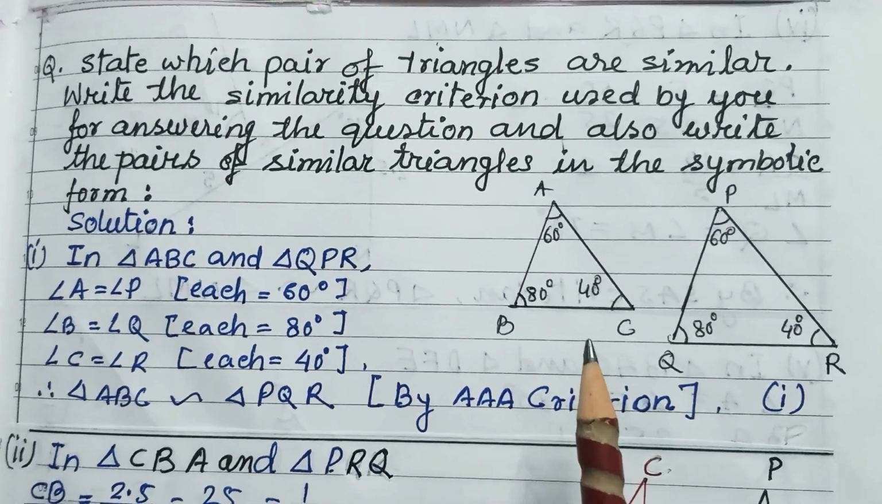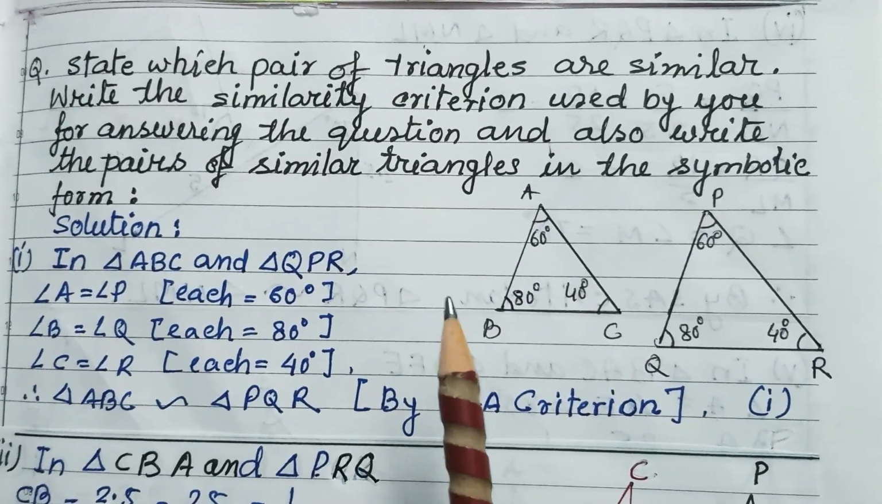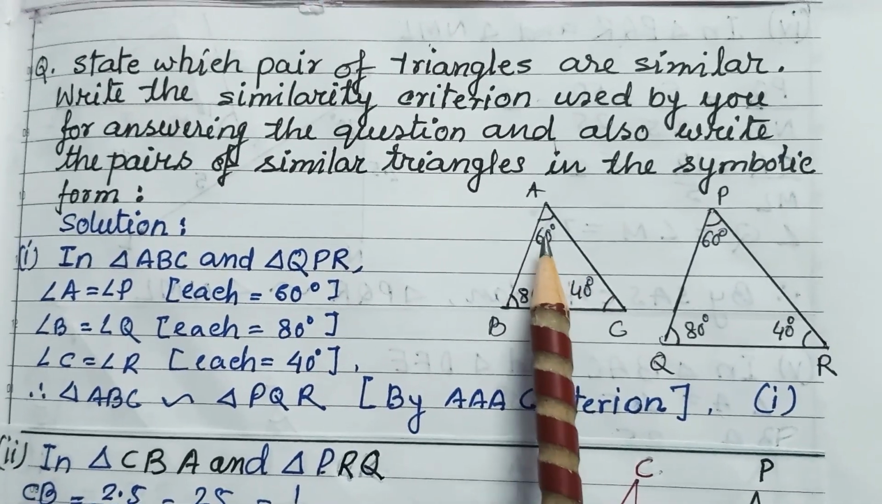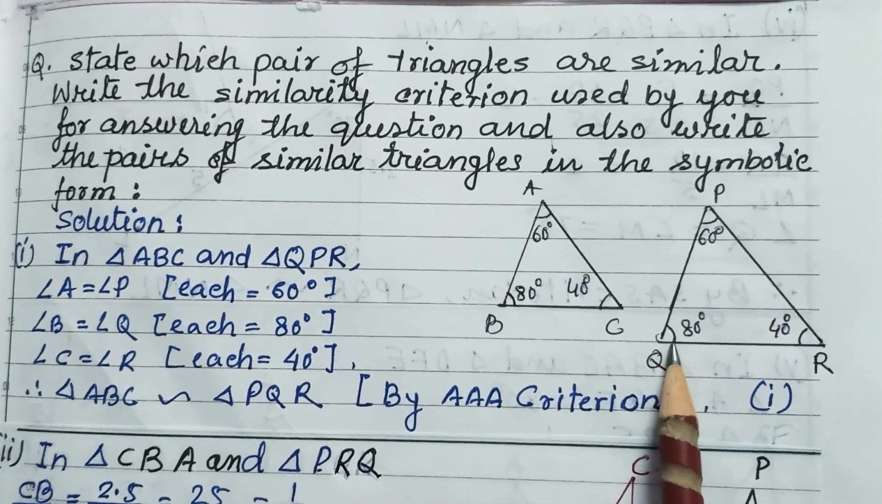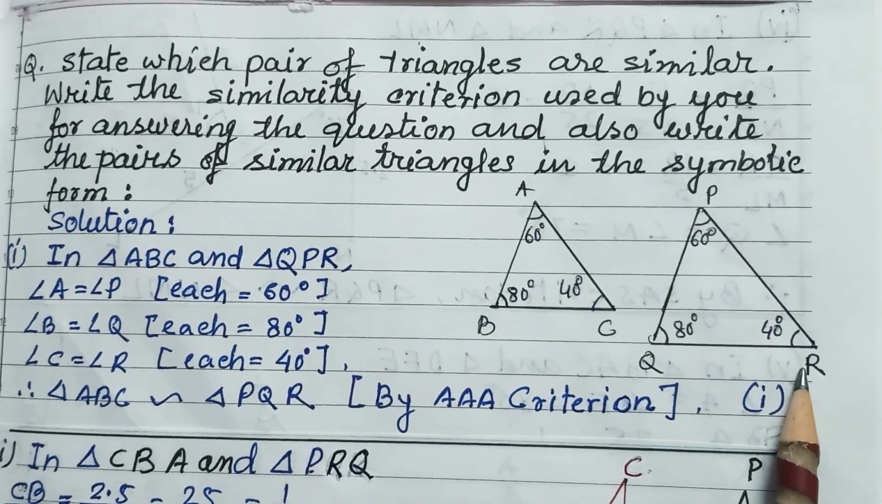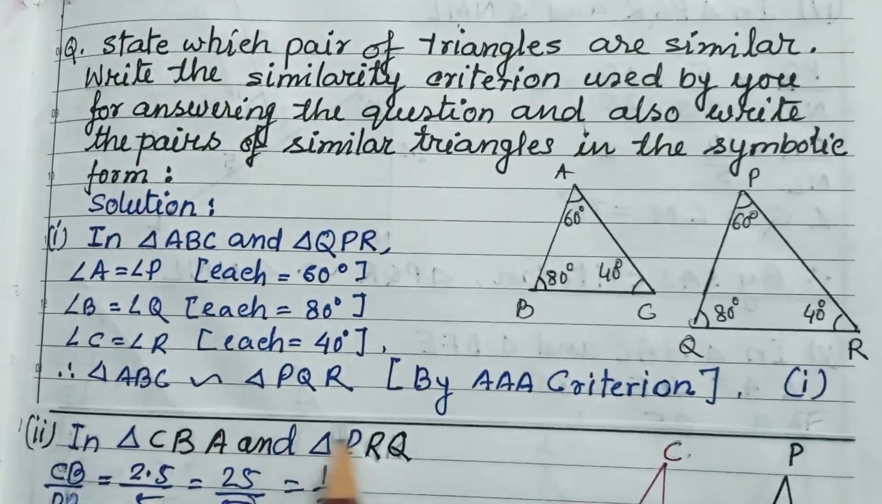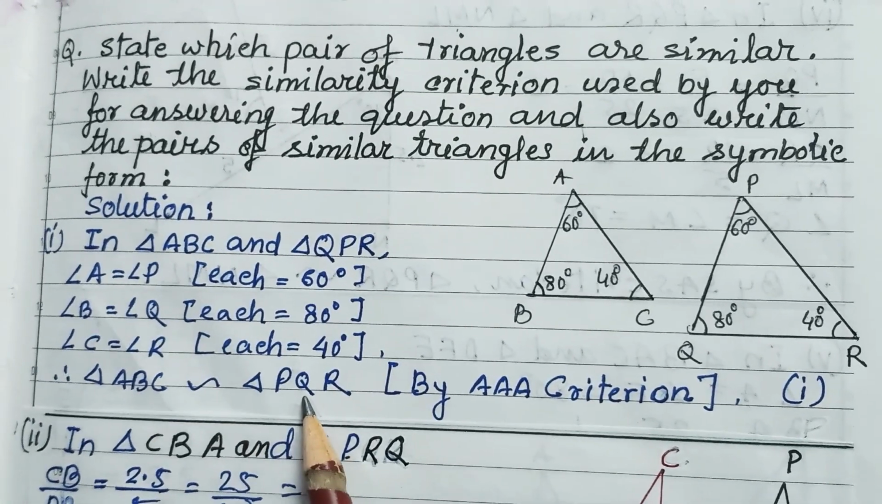Now first, two triangles have been given. We have to say are they similar or not. If similar, you have to write their similarity criteria. See here, angle A is equal to angle P, angle B is equal to angle Q, angle C is equal to angle R. Therefore, by the angle criterion, these two triangles are similar.